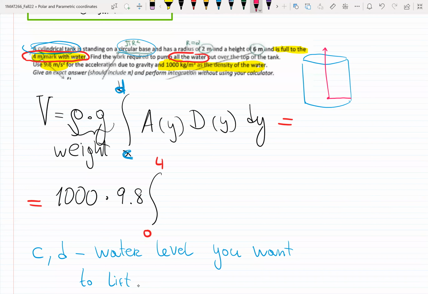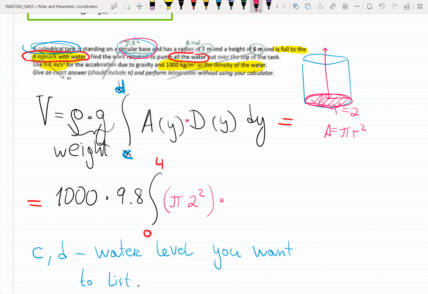Here's a cylinder. Then it says it has a circular base, because maybe it's not. Okay, now I know that the radius is 2. So r is 2. And since it has a circular base, I know the area. The area is pi r squared, which is pi 2 squared. That's the area.